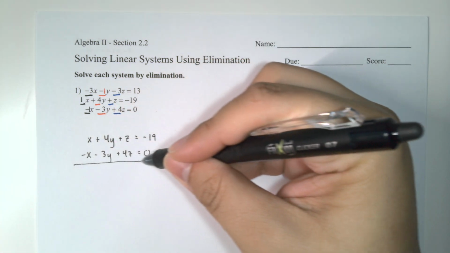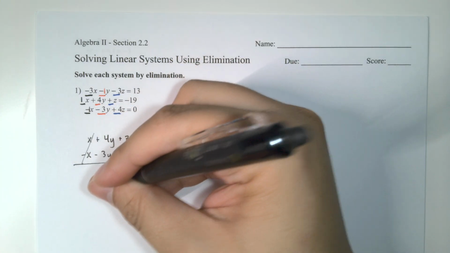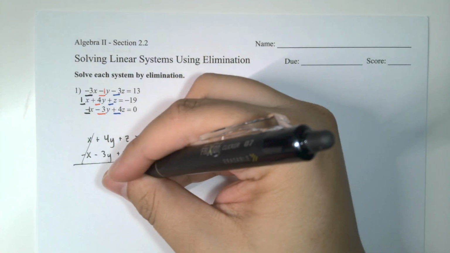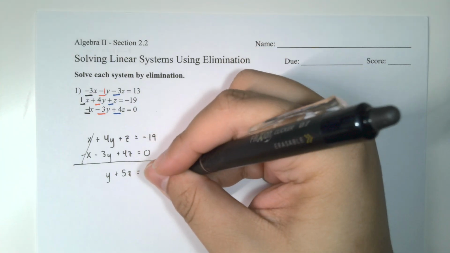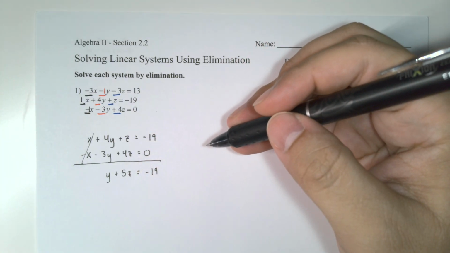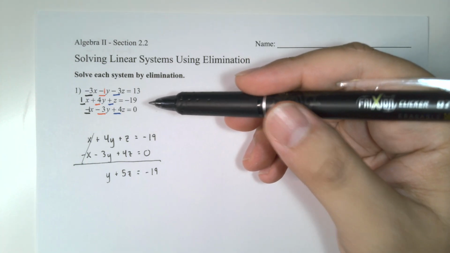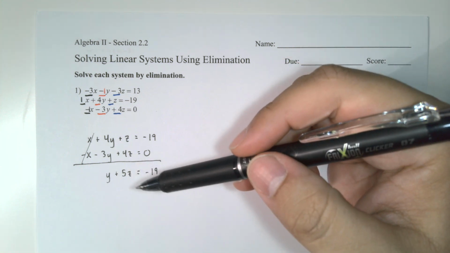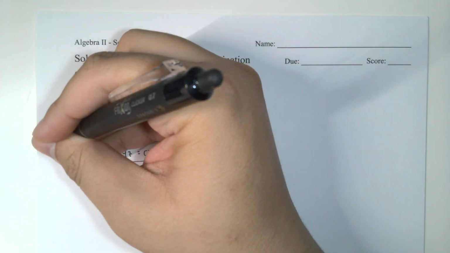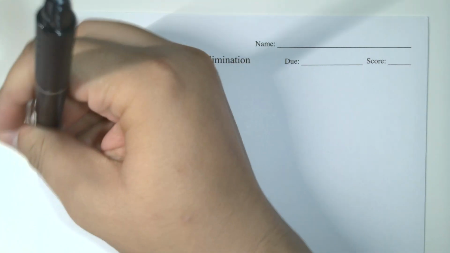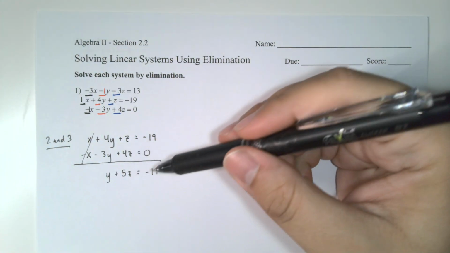If I add these two equations together, the x's will cancel, and we have 4y minus 3y, which is just y. Then we have z plus 4z, which is 5z. And then we have negative 19 plus 0, which is still just negative 19. And so we're still going to have this objective of reducing our three equations with three variables into two equations with two variables. And by eliminating x, we now have an equation in just the variables y and z. So in this case, we used equations 2 and 3 to make this elimination.